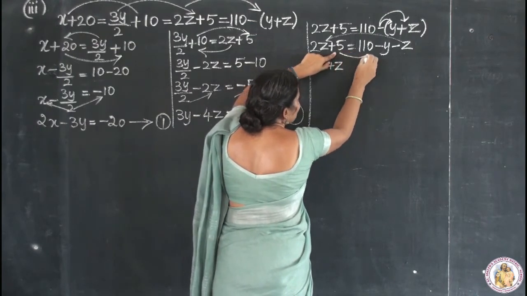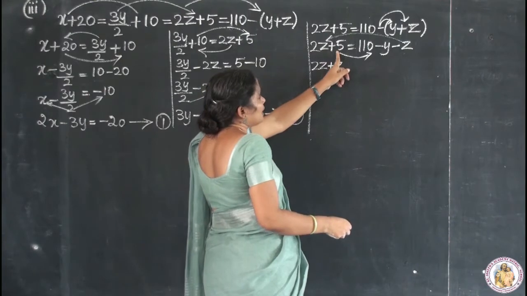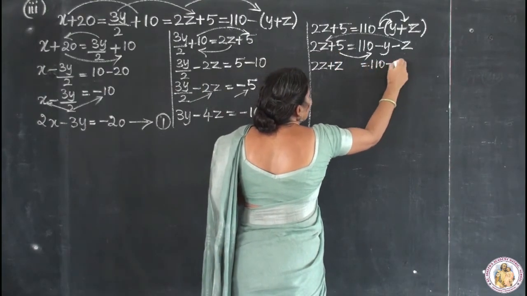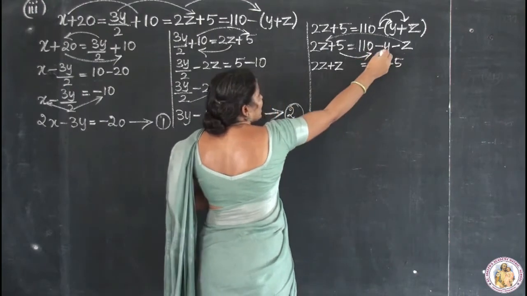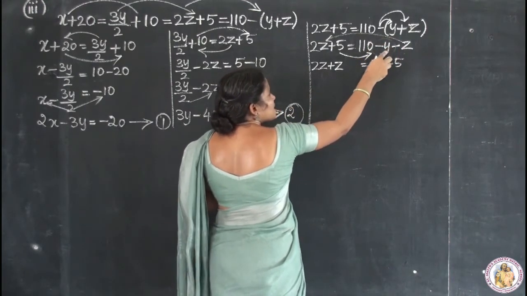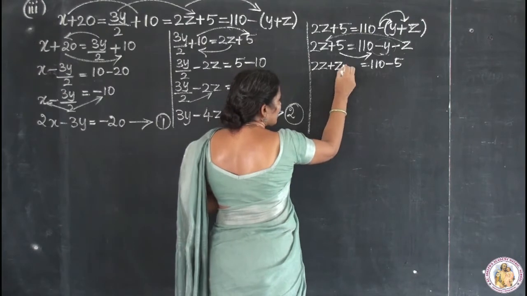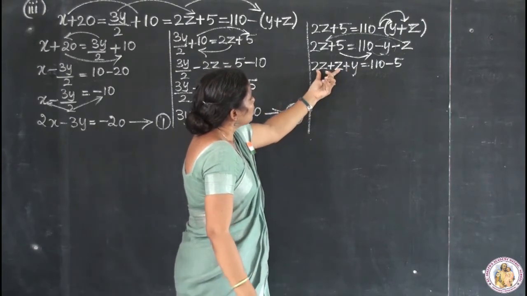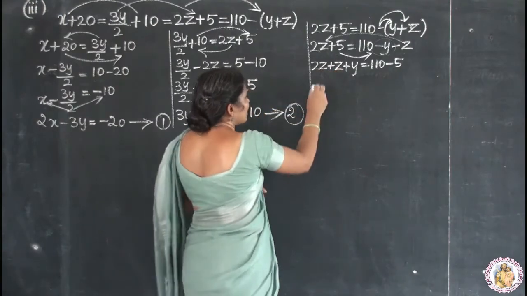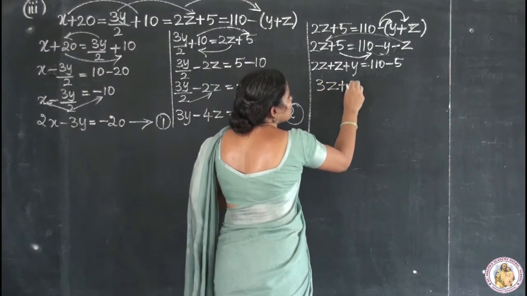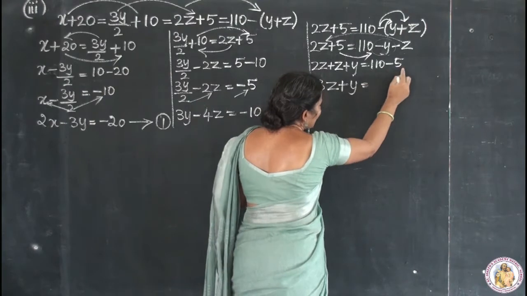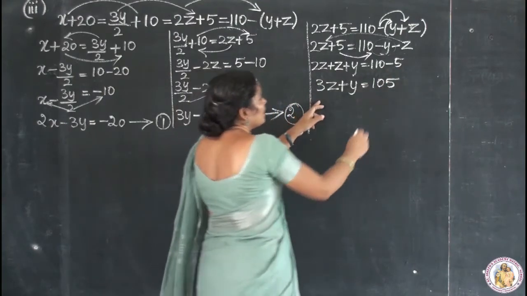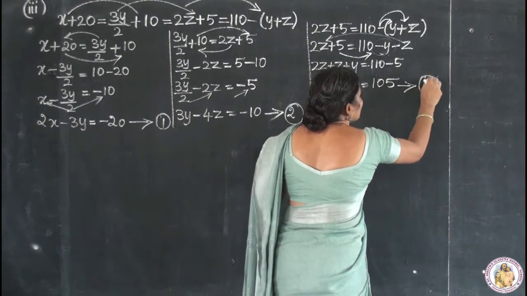And take this constant value plus 5 to the right side. So 110 minus 5. And here you have one more variable, that is minus y. Minus y will become plus y. So 2z and z, that is 3z, plus y is equal to 110 minus 5, which is 105. Now we have found the third equation.